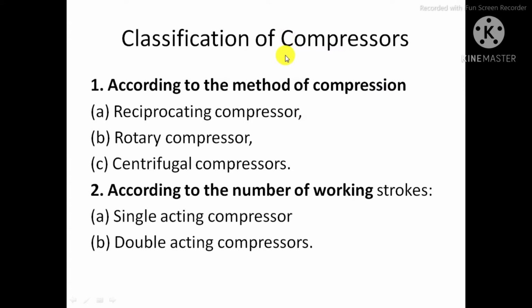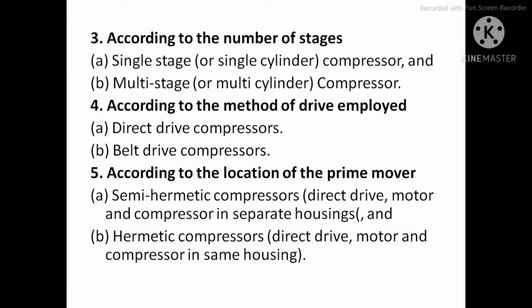What is the classification of compressors? Compressors are broadly classified in many ways. The first method of classification is according to the method of compression: reciprocating compressor, rotary compressor, and centrifugal compressor. The second way is according to the number of working strokes, so we can have a single acting compressor and a double acting compressor.